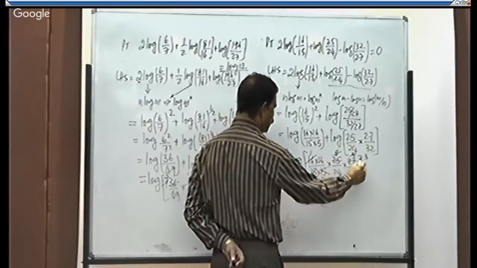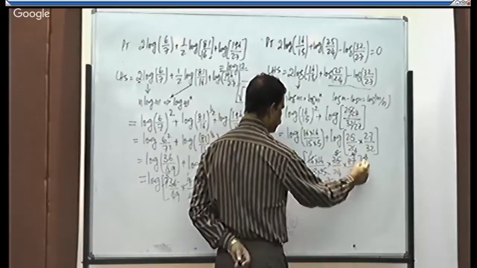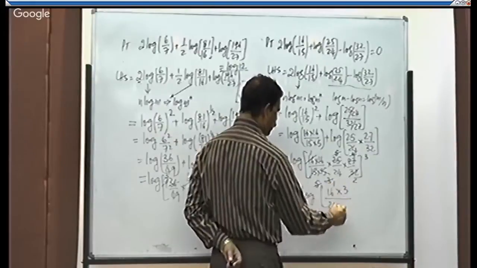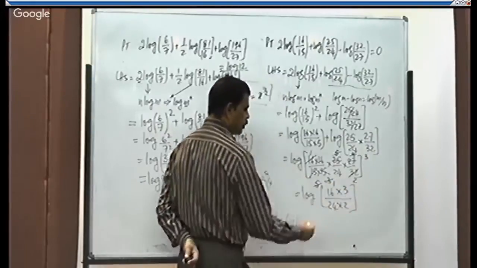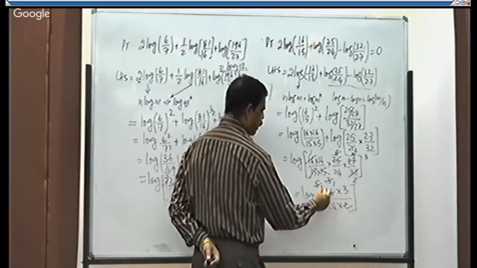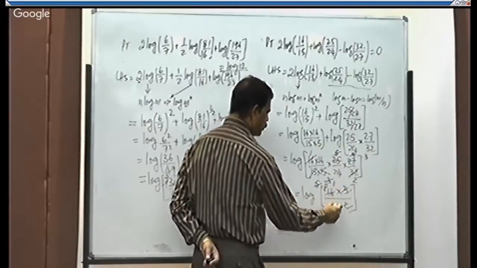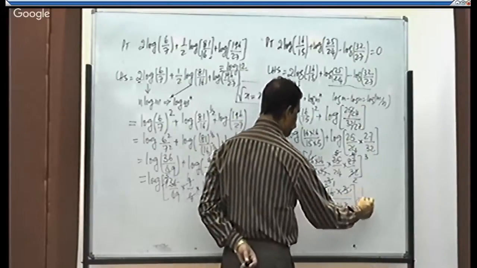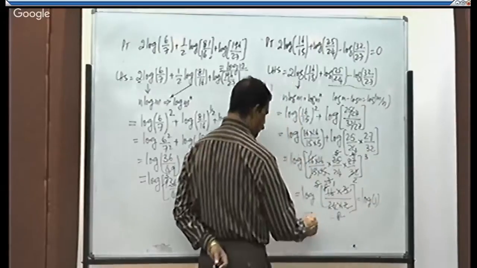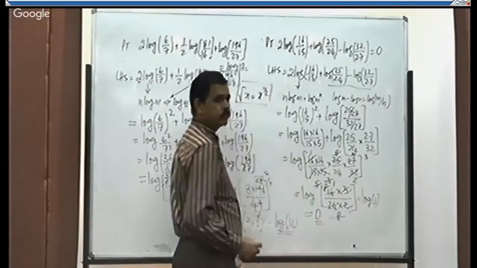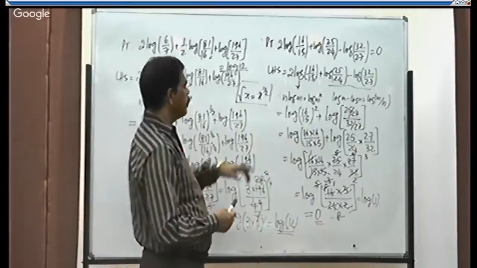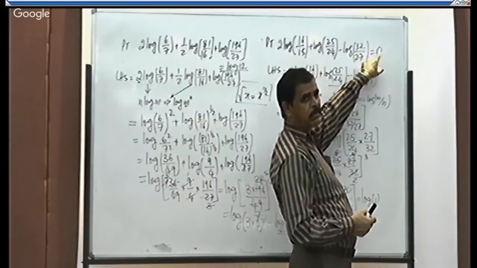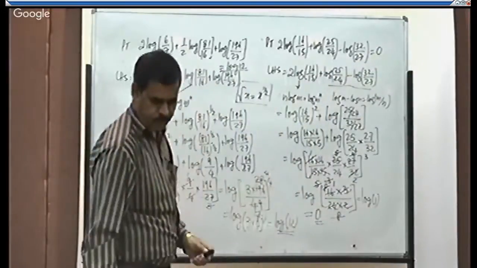16 into 3 divided by 24 into 2. 2 ones are 2, 8 threes are 24, 8 twos are 16. So finally 8 gets cancelled. Log of 1 is remaining. So log of 1 is equal to 0. So we have taken the left hand side of the problem, and finally we arrived at the right hand side. What is the right hand side? It is equal to 0.